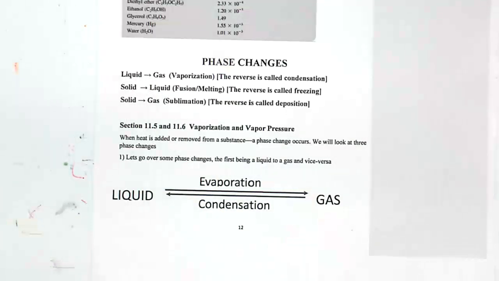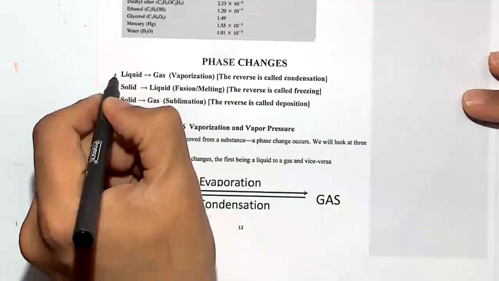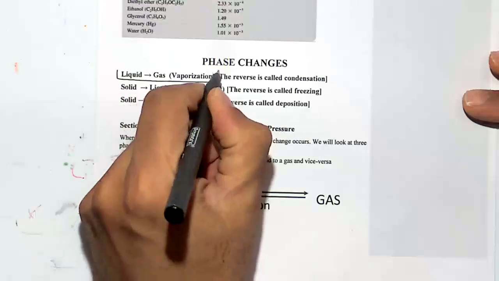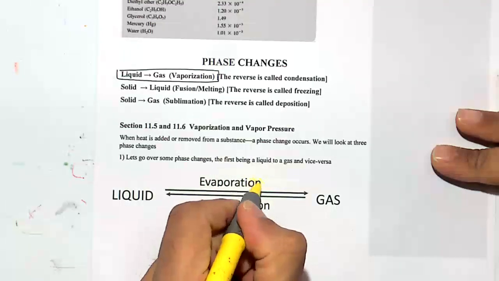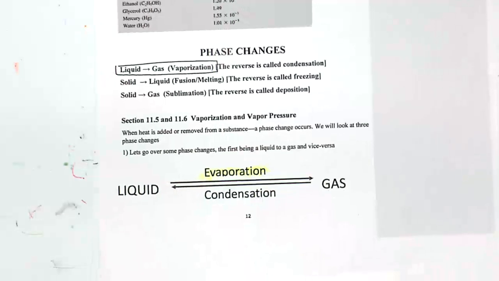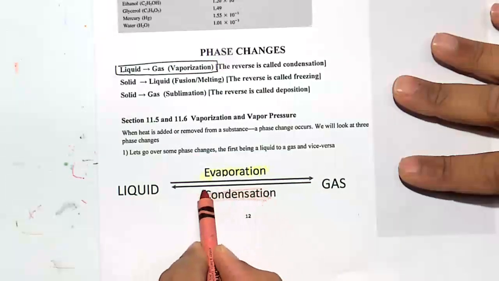So this new topic is going to be on phase changes. The first phase change I want you guys to realize is a liquid going to a gas. A liquid going to a gas is called evaporation. That's just a liquid going from a liquid phase to a gas phase. Going backwards, a gas to a liquid is called condensation.